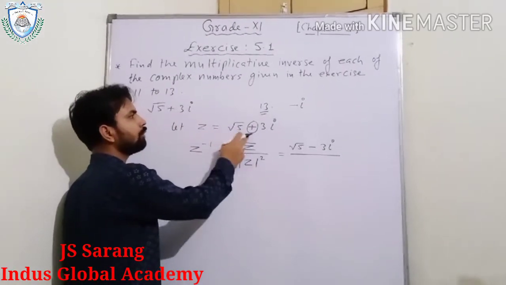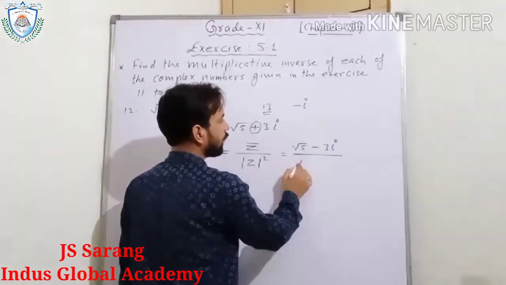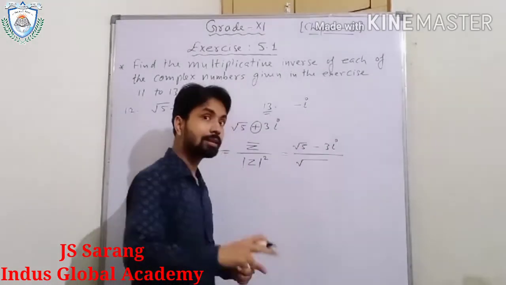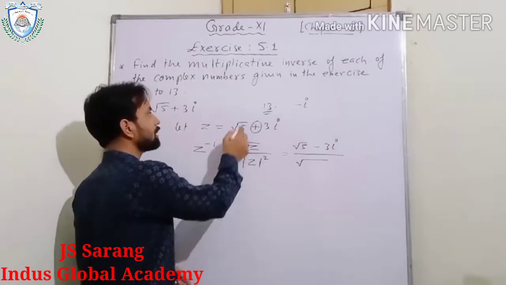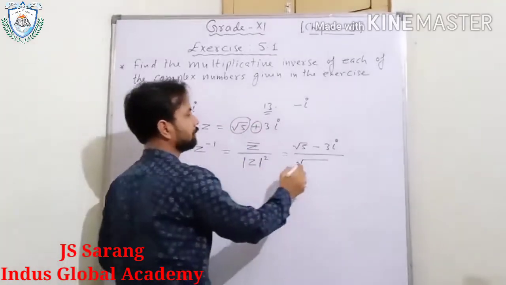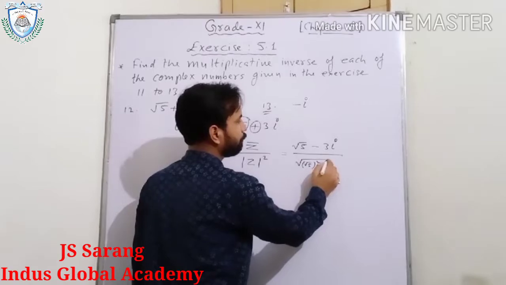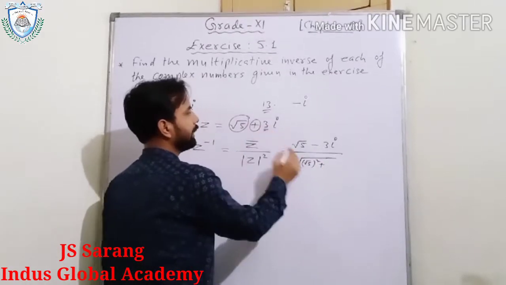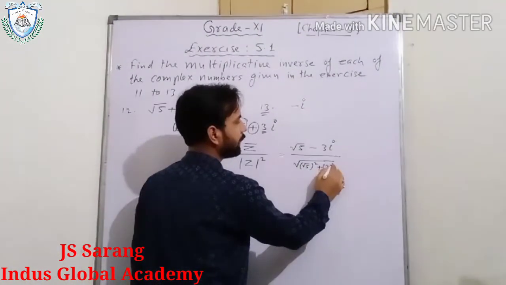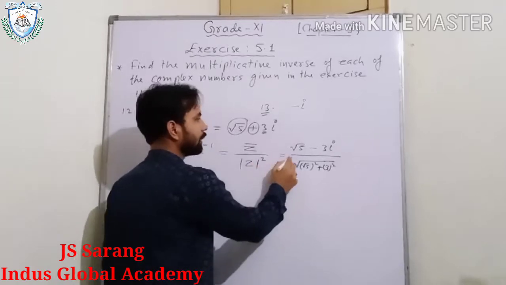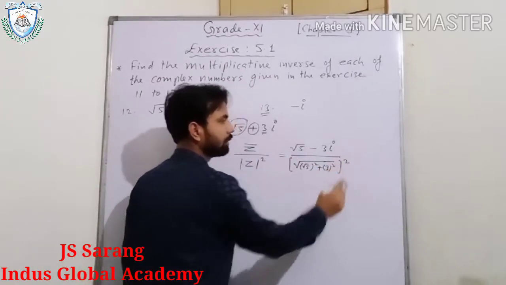But the modulus of this z will be under root a square plus b square. So what is a? A is root 5. So under root, 5 square plus b. B is 3, so it is 3 square. And this is whole square, mod of z square.